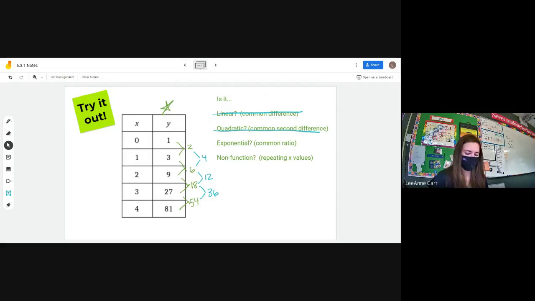So I'm going to erase this so I have room. I can tell right off the bat that this is not a non-function because there are no repeating x values. So really, by process of elimination, this must be exponential, but let's prove it. 3 divided by 1 is 3. 9 divided by 3, again, I'm dividing here, is 3. 27 divided by 9 is 3. And 81 divided by 27 is 3. So we do have a common ratio, meaning this must be exponential. If you got that, awesome job. We're going to try one more.